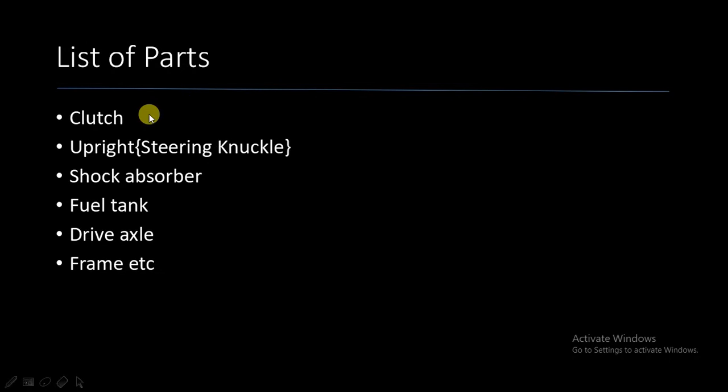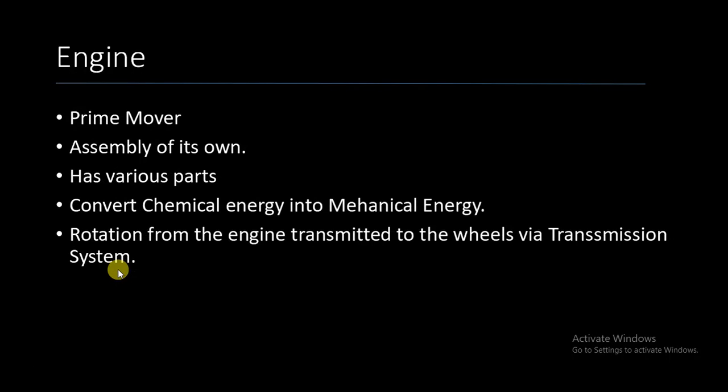Now clutch, upright, steering knuckles, shock absorber, fuel tank, drive axle and frame: these are also sub assemblies. Now the engine, the prime mover. The prime mover is used for moving the whole vehicle. It is an assembly of its own, and has various types of parts like piston, crankshaft, gudgeon pin, etc.